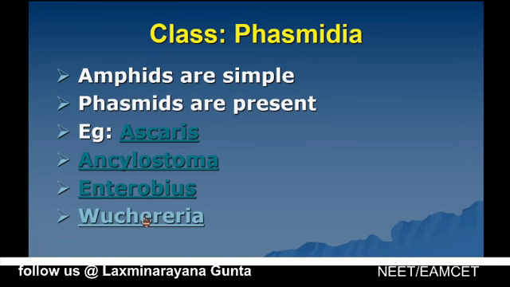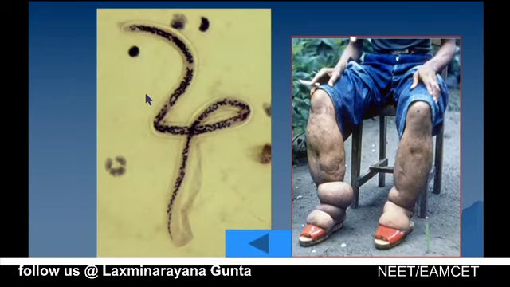This Wuchereria bancrofti is also called the filarial worm. It has a blunt anterior end and a pointed posterior end. Wuchereria is a major causative organism for filariasis or elephantiasis.